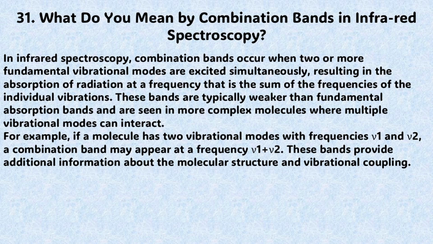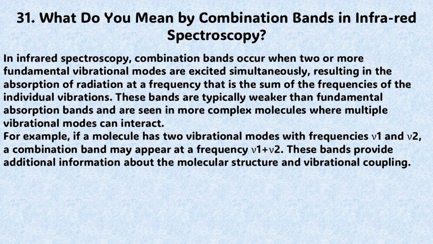These bands are typically weaker than fundamental absorption bands and are seen in more complex molecules where multiple vibrational modes can interact. For example, if a molecule has two vibrational modes with frequencies nu1 and nu2, a combination band may appear at a frequency nu1 plus nu2. These bands provide additional information about the molecular structure and vibrational coupling.